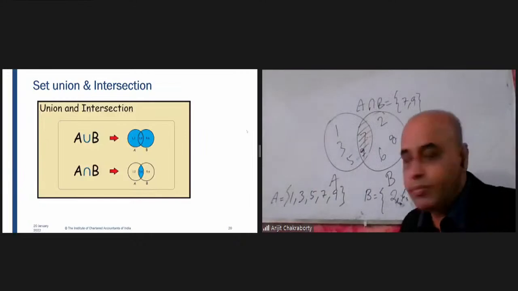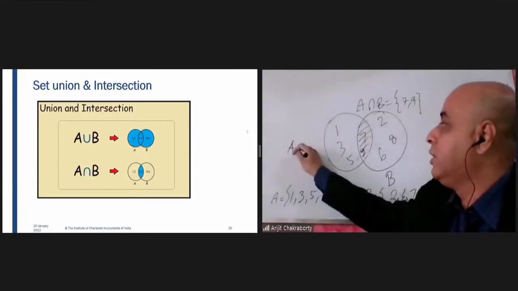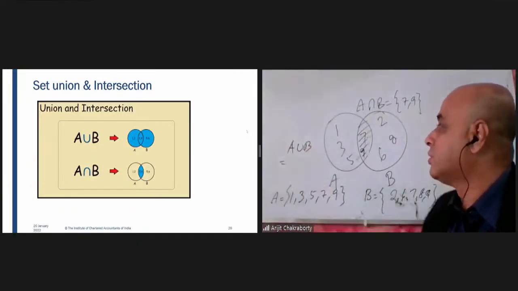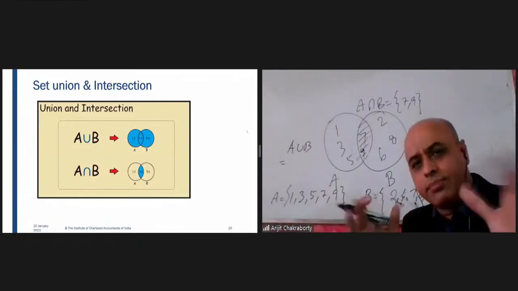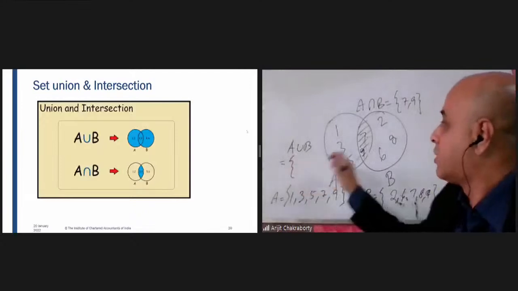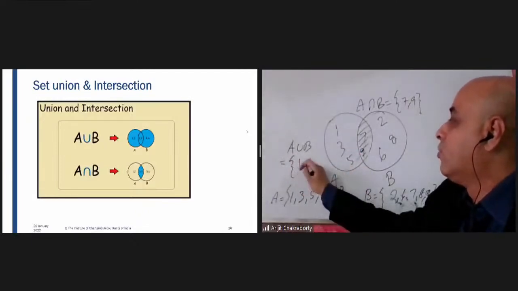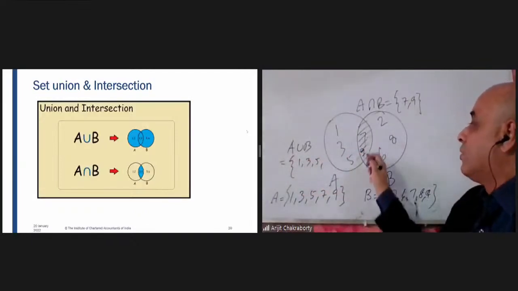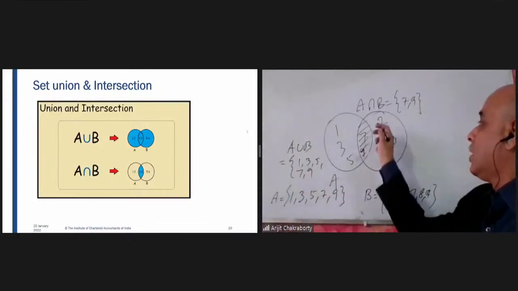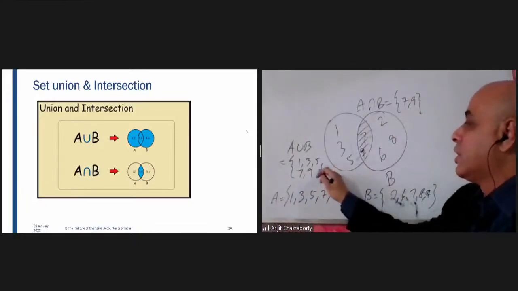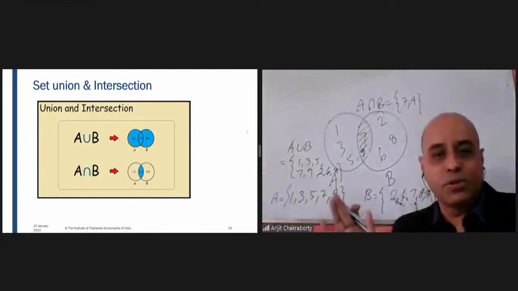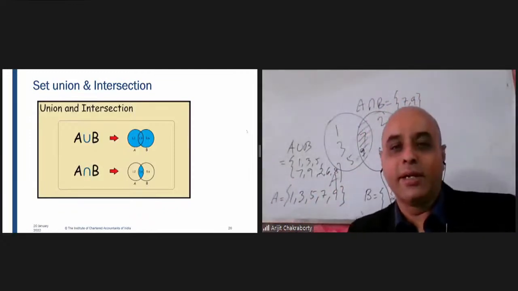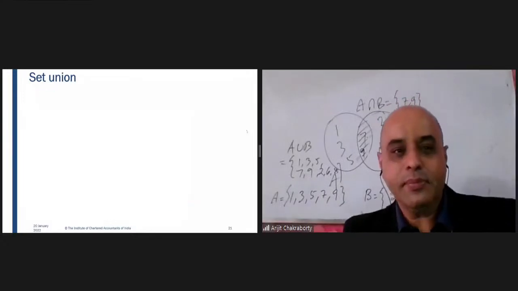What is A union B? If I write A union B, very simple, I will just get all those elements together. I will take 1, 3, 5, 7 and 9, and I will also take 2, 6 and 8. The work is over. So that is union and intersection, as simple as that.